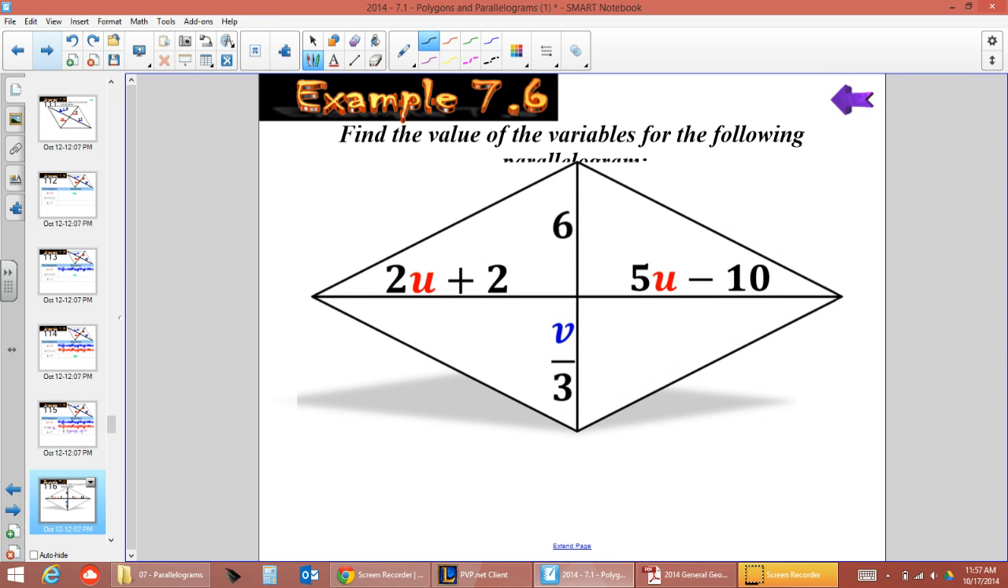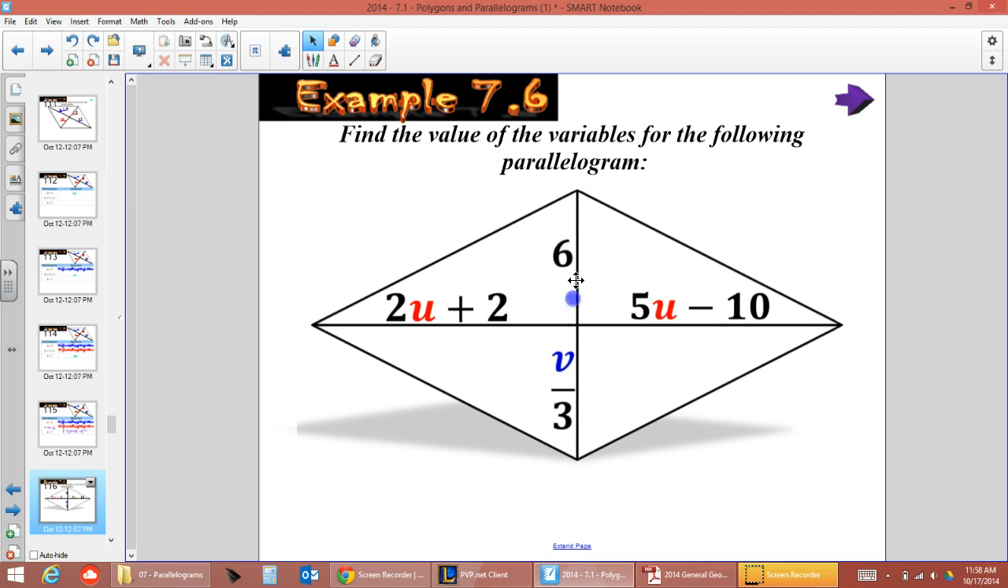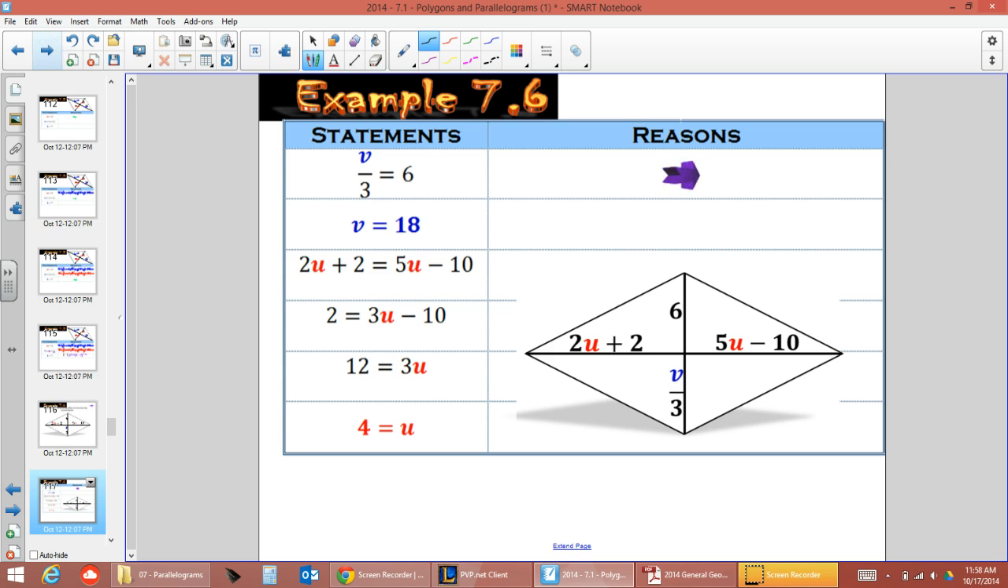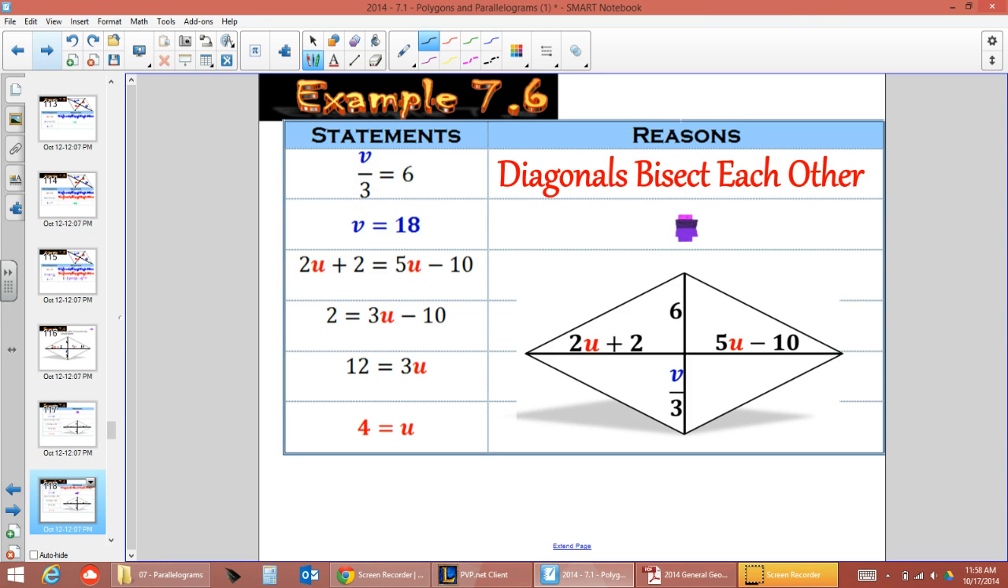So again, find the value of the variables. If I drag this down a little bit, there we go. Looking at this, I notice I have a single variable here, so I could do these two are equal to each other, or I can do the top is equal to the bottom. Either way works. So if I look at this as v over 3 is equal to 6, I've got to get rid of this division of 3. So I say diagonals bisect each other, and then I multiply both sides by 3, and I end up with v equals 18.